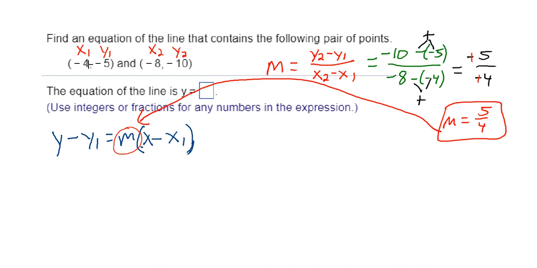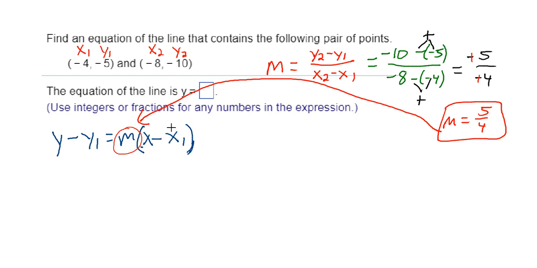for m. We can plug in either point for x1, y1. Now I already have this one labeled as x1, y1, but that was for the purpose of finding the slope. That label doesn't have to apply when it comes to finding the equation. However, I still like this choice because the numbers are smaller. Now, I might choose the bigger numbers if they were positive. That might be a benefit to me. So you get to choose which point to use. Pick the one that's going to be the easiest to work with.